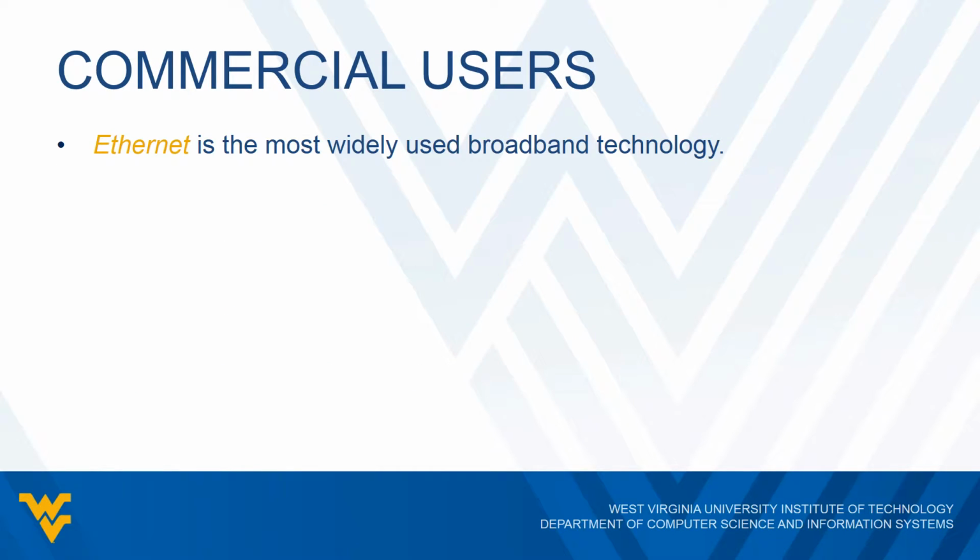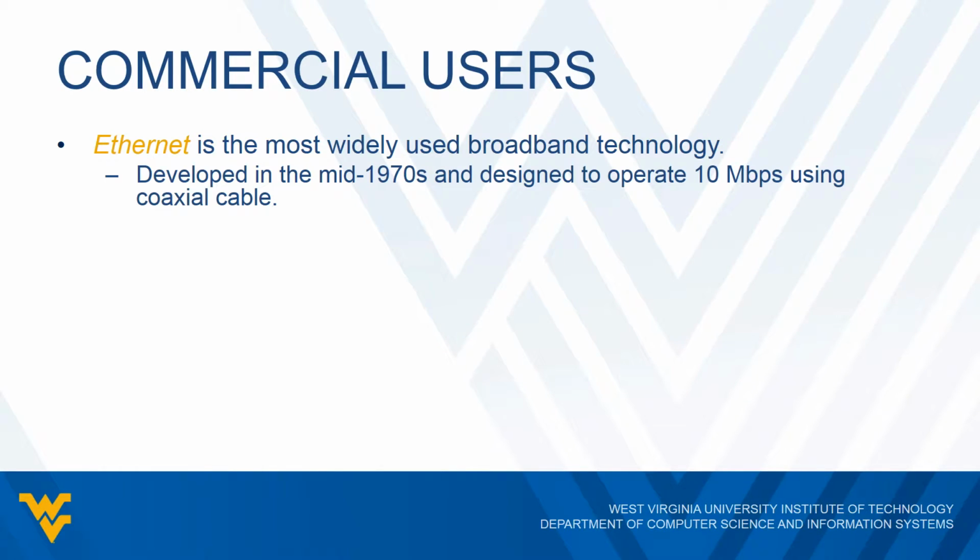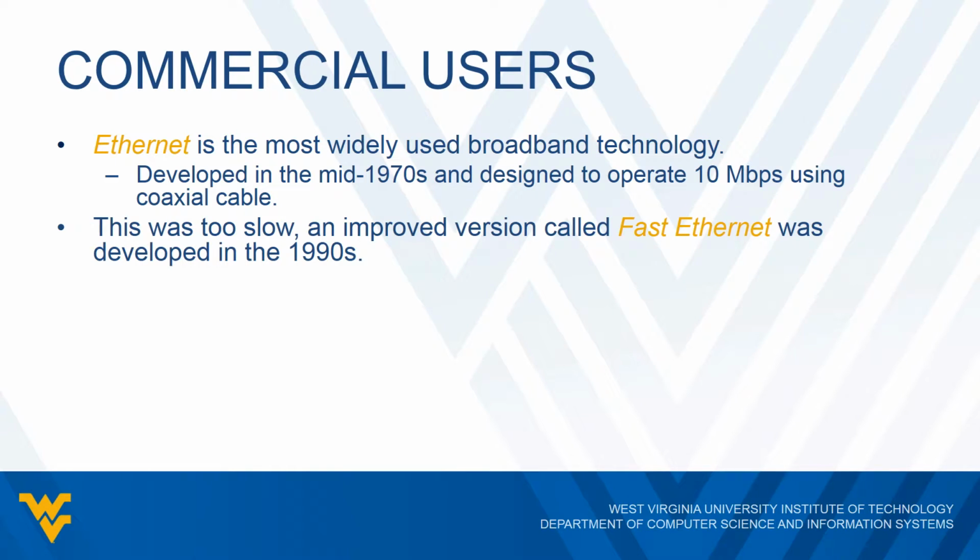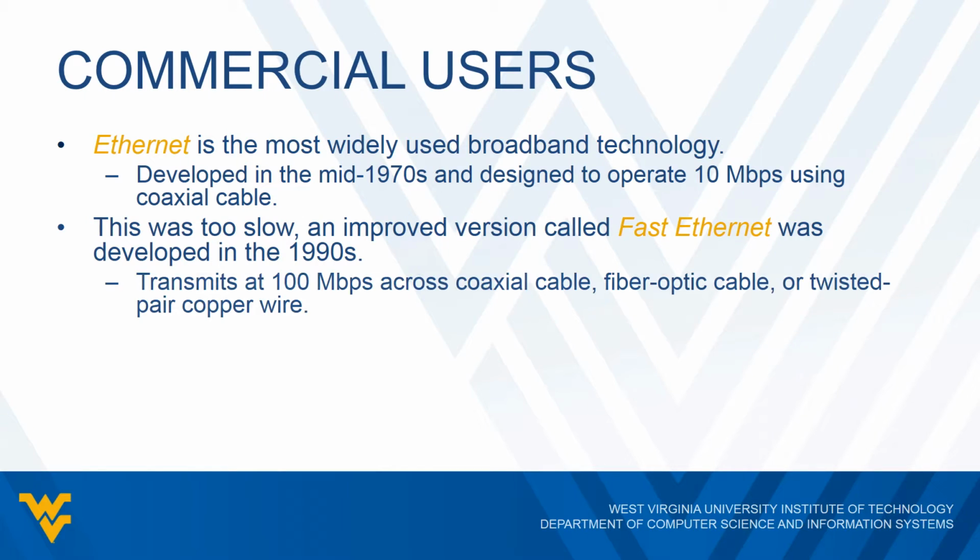In the commercial and office environment, the most widely used broadband technology is Ethernet. Now, Ethernet was developed back in the mid-1970s, and it was originally designed to operate at 10 megabits per second using coaxial cable. However, there were some problems with this. This was just too slow for many applications. So in the early 1990s, researchers developed a new and improved version, which is called Fast Ethernet, and this transmitted at 100 megabits per second across coaxial cable, fiber optic cable, or even regular twisted pair copper wire.